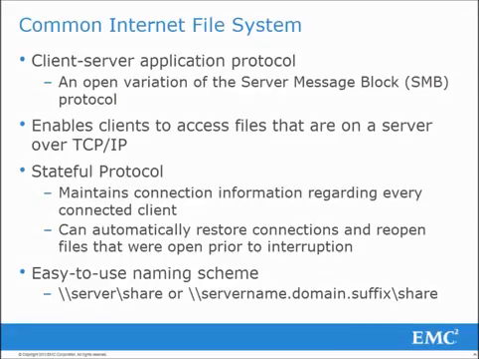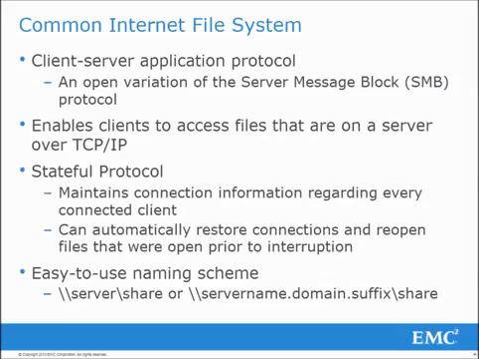CIFS provides the following features to ensure data integrity. First, it uses file and record locking to prevent users from overwriting the work of another user on a file or a record. And second, it supports fault tolerance and can automatically restore connections and reopen files that were opened prior to an interruption. The fault tolerance features of CIFS depend on whether an application is written to take advantage of these features. Moreover, CIFS is a stateful protocol because the CIFS server maintains connection information regarding every connected client.